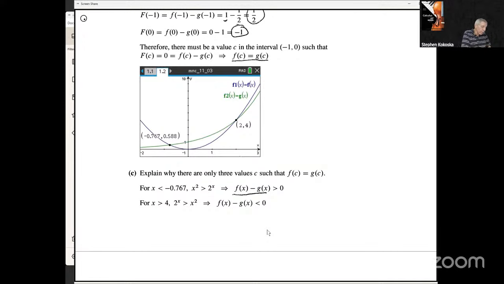For x greater than 4, that exponential function is greater than that polynomial, x squared, that power function. We know in calculus that exponential functions grow much faster than power functions. And indeed, for x greater than 4, that exponential function is always greater than x squared. That means this difference is always negative. There's no change in sign. There's no place where that capital F can be equal to 0. So those are the only three values.